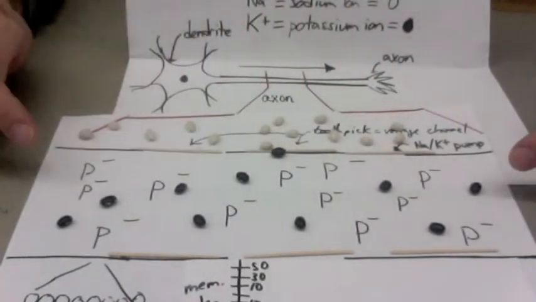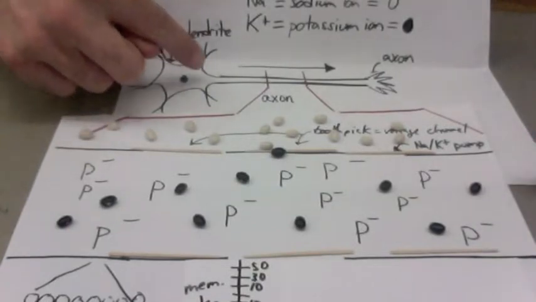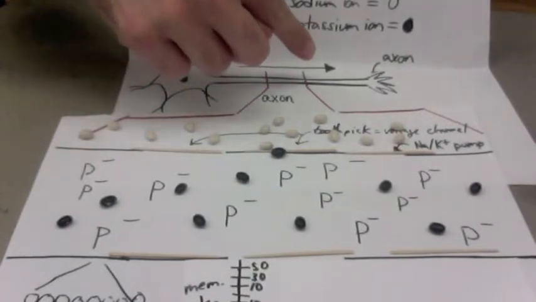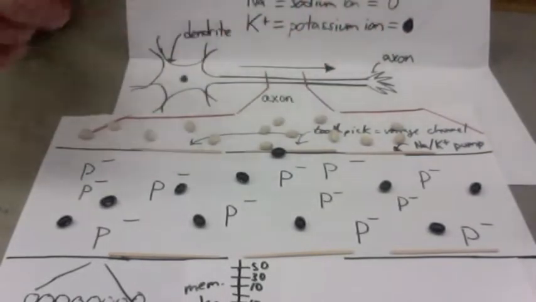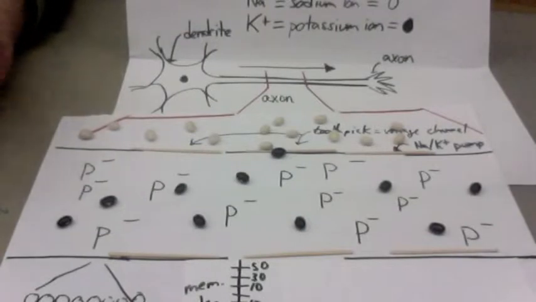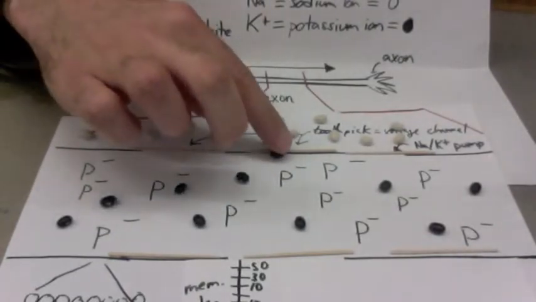Now, for an electrical message to move its way down the entire length of the axon, there would be opening and closing gates all along the process to propagate the electrical charge and the action potential. So please keep that in mind.